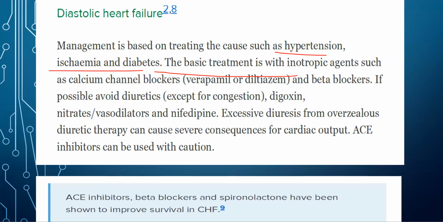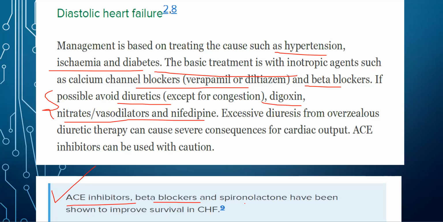Why? Because diastolic heart failure patient, the main issue is with their relaxation. So if you can lower down their heart rate, what will happen? The heart will get enough time to get relaxed or get filled up. So that's why calcium channel blocker, which is the rate limiting agent like verapamil, diltiazem, or beta blocker, that should be your first line choice. And that's the reason it is very important to diagnose the heart failure patient as a specific subtype, like is it systolic or diastolic? If possible, avoid diuretics, digoxin, nitrate, and nifedipine in this patient. And this is very important, ACE inhibitor, beta blocker, spironolactone show improvement of survival rate in a patient with congestive heart failure.